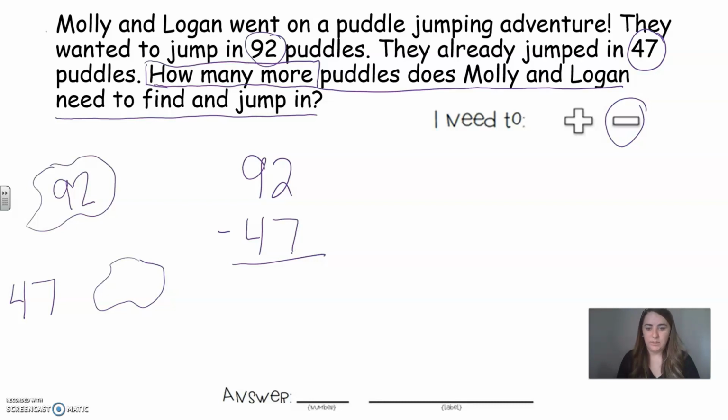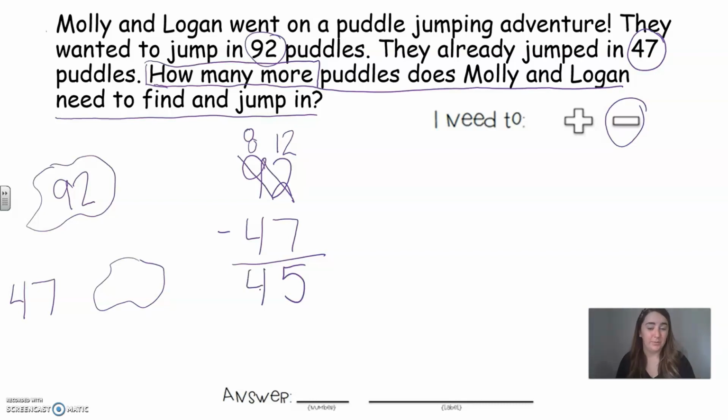And let's solve. 2 minus 7. Can you do that? Nope. Not enough on the floor. So what must we do? Borrow from next door. 9 becomes 8, and we give that 10 to the 2. So 2 becomes 12. 12 minus 7. What does that equal? 5. Good job. 8 minus 4 equals 4. So we just did S.